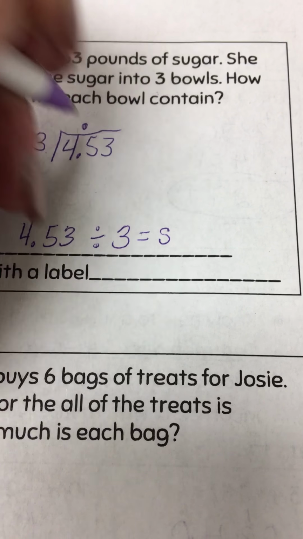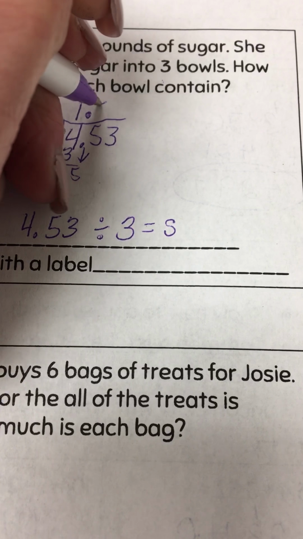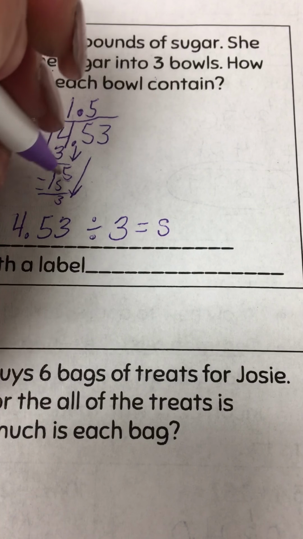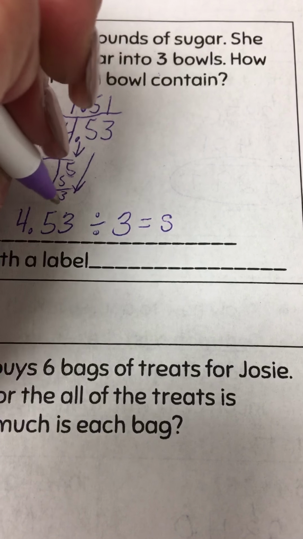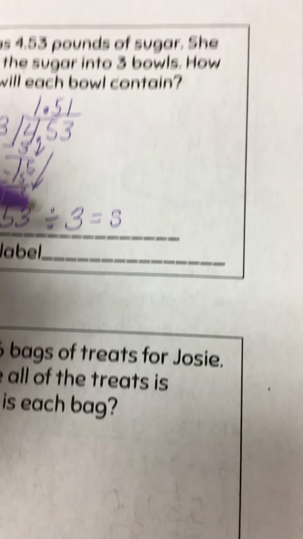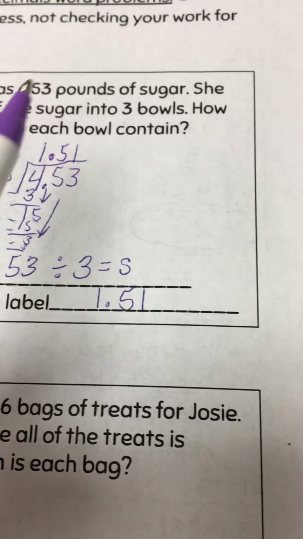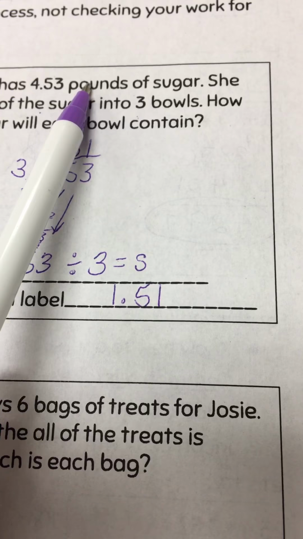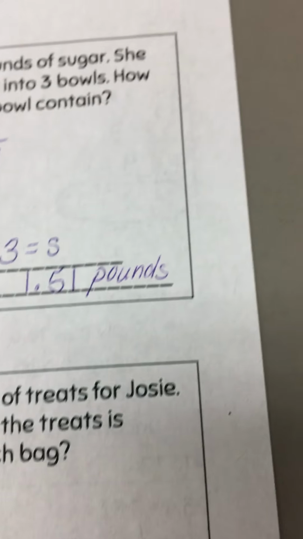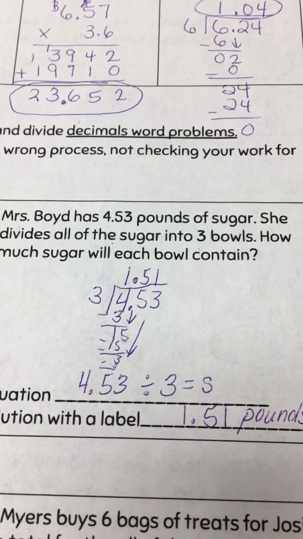Notice I'm just going to put my decimal point up there, and I divide like I normally would. Nice and easy. Whoa, running out of room. So I just brought down that 3, and I can fit 1 in. So that tells me that each bowl is going to be 1 and 51/100 of what? There's my label, pounds. Now, if we write the word sugar, that's okay, but pounds would be our best answer because that's the unit that we're using. Okay? All right, this is the last one that you have to do.